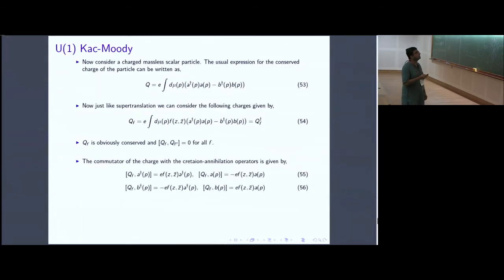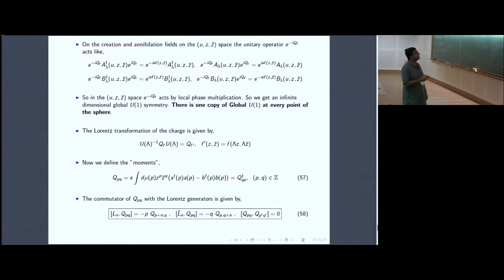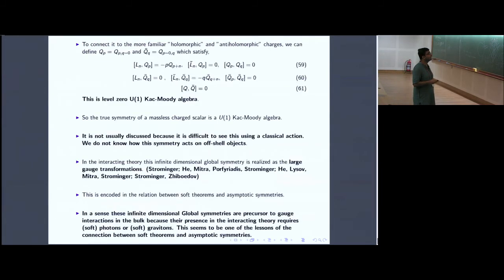And now you can play the same game for a charged particle, where there is a global U(1). Then you can define these things. So now you have one copy of global U(1) at every point of the sphere. And then you have the Lorentz transformation of the charges, which is given by U_lambda inverse Q_f U_lambda, and the transformation parameter f transforms like this under Lorentz transformations. Then you can define Q_{p,q} in the same way that we defined the supertranslation generators, and then you get this algebra. So this is like a U(1) Kac-Moody algebra.